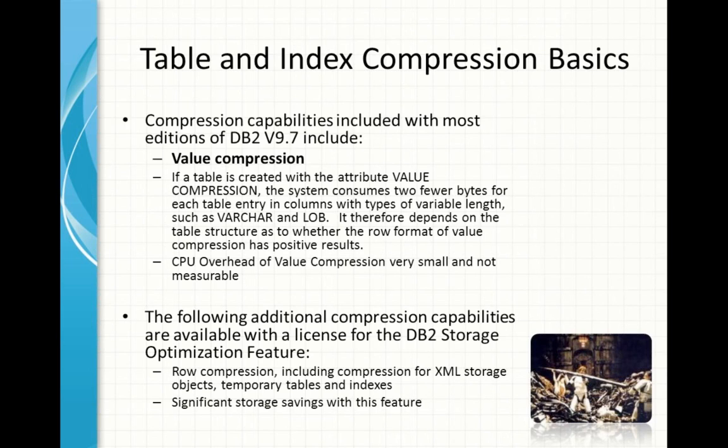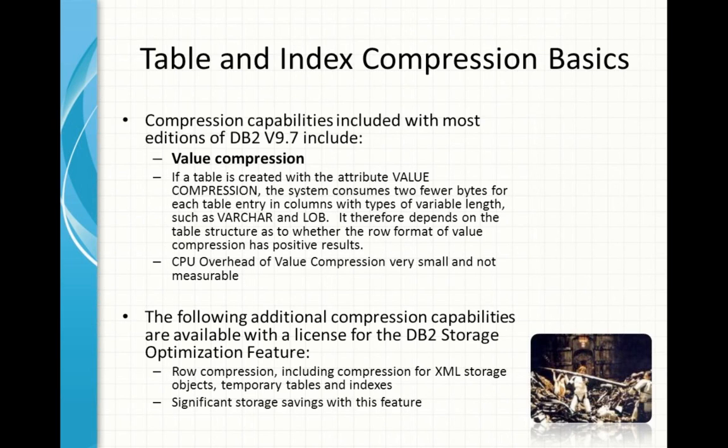The number one way to reduce index storage is to drop unused indexes. And there's a new feature in 9.7, a table function called MON_GET_INDEX. And I have a query for you here that'll let you know how many times an index has been scanned. If an index has been scanned 0 times since your last database activation, it's safe to drop.